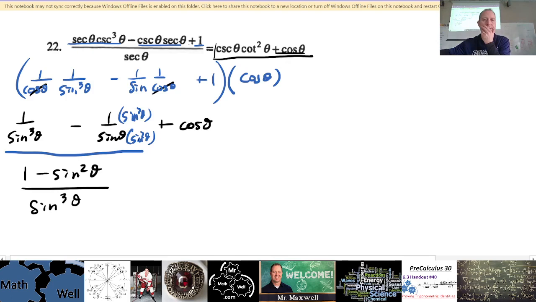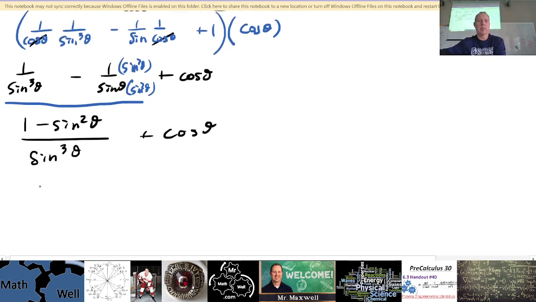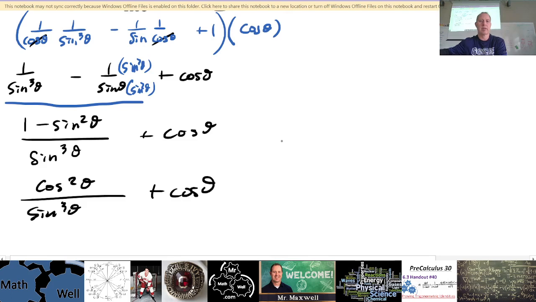All right. 1 minus sine squared, right? Okay, 1 minus sine squared. Oh, and we got plus cos, so forget about that. What's 1 minus sine squared theta? Yeah, that's cos squared theta over sine cubed theta plus cos theta.